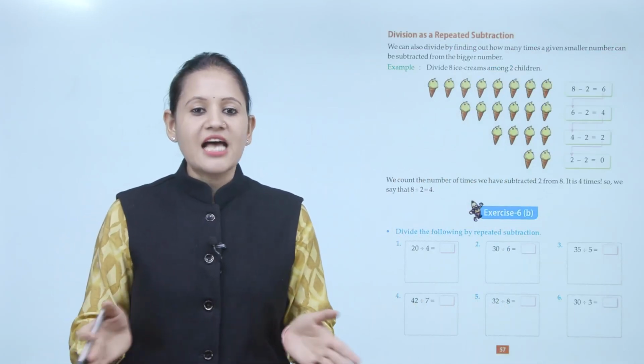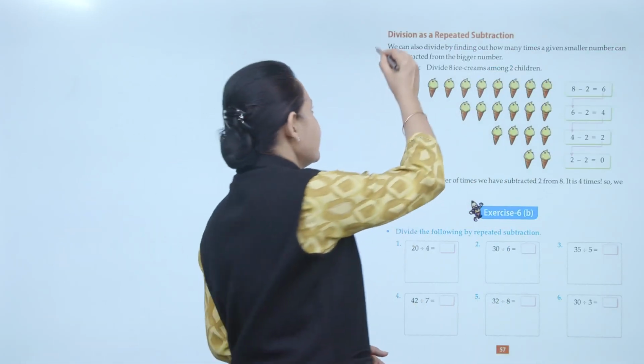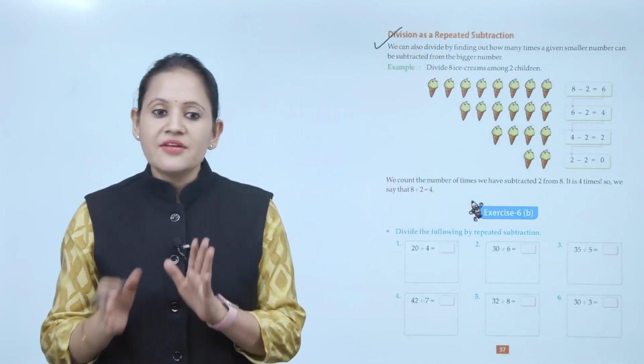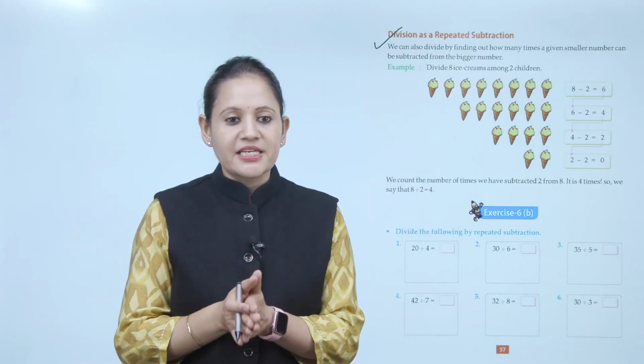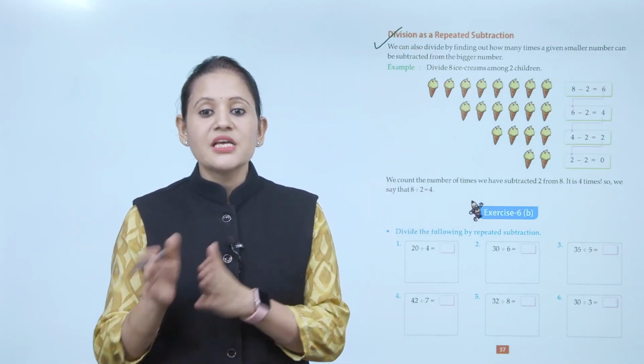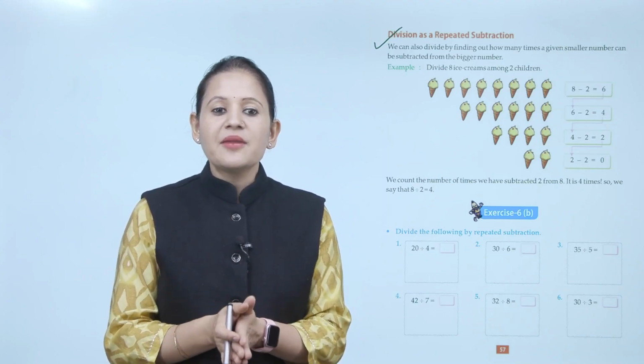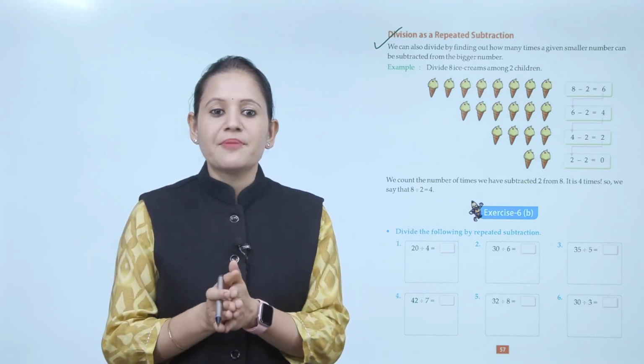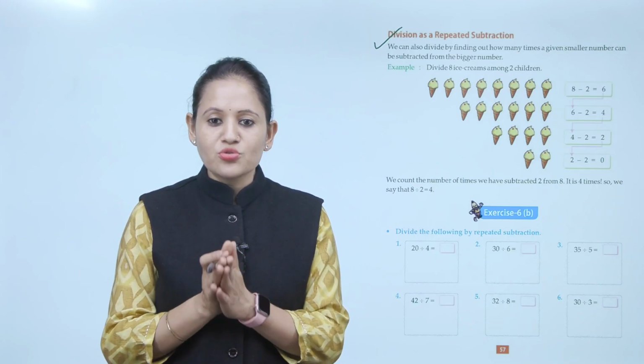Next is division as repeated subtraction. Division is the same as repeated subtraction. We can also divide by finding out how many times a given smaller number can be subtracted from the bigger number. For example, divide 8 ice creams among 2 children.